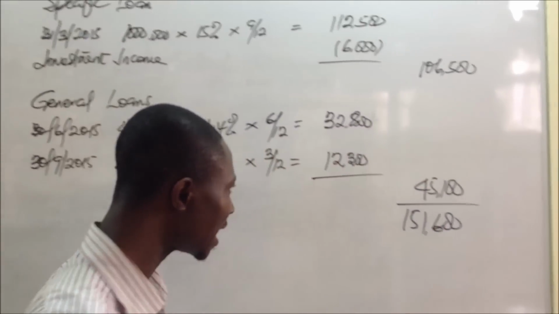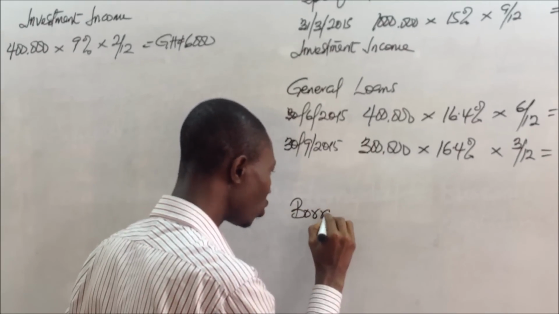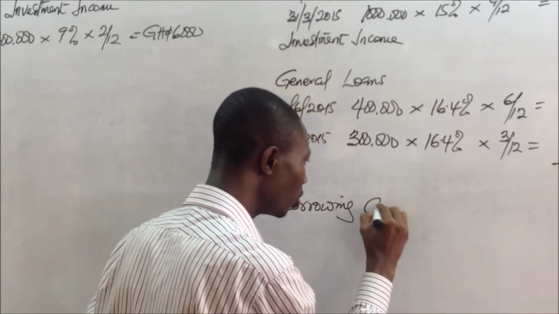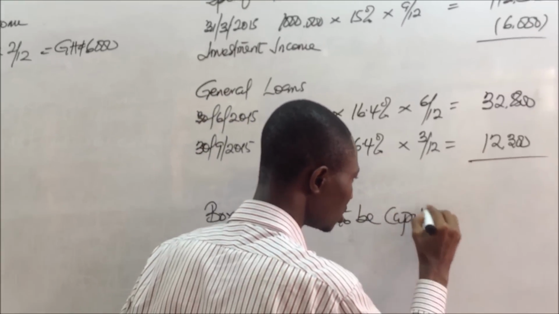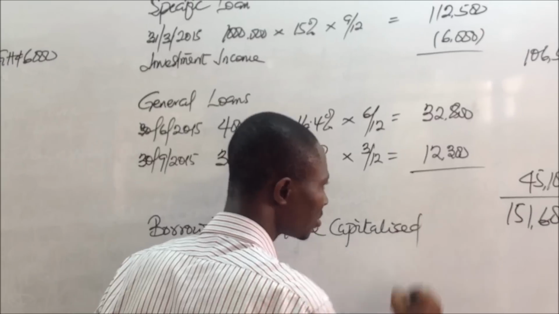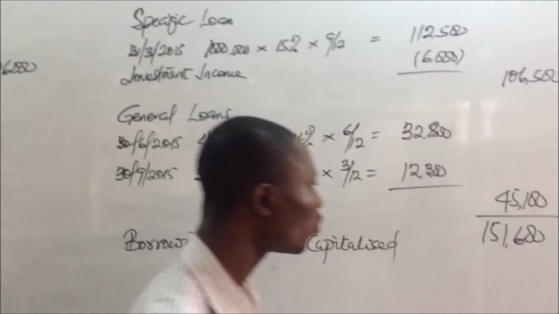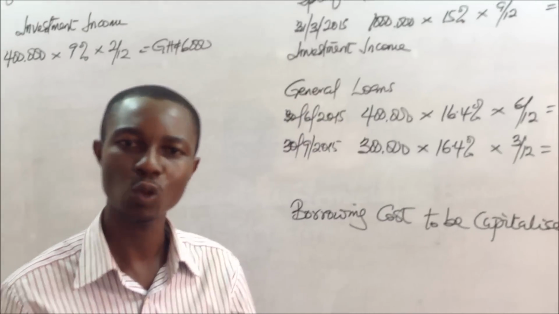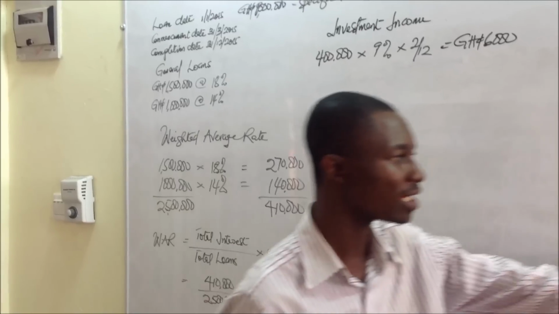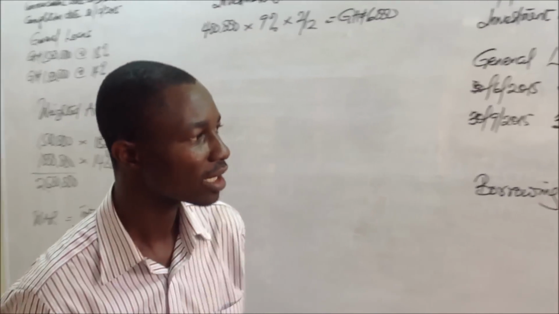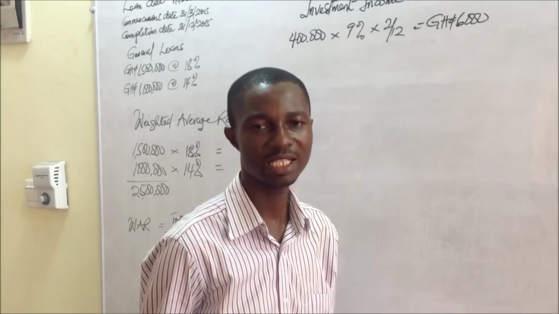151,600. So what this tells us is that the total amount of borrowing cost to be capitalized is 151,600. So we are capitalizing 151,600 of our total borrowing cost for the year. The borrowing cost to be capitalized, which we have as 151,600. One would also ask how much of the borrowing cost will be expensed then.